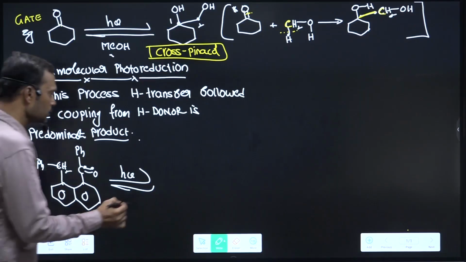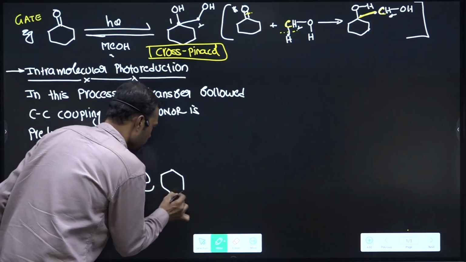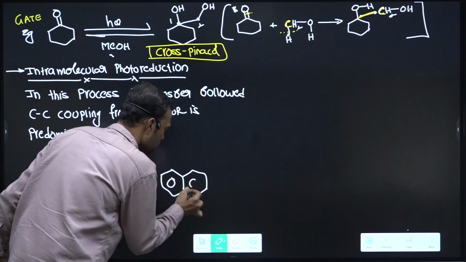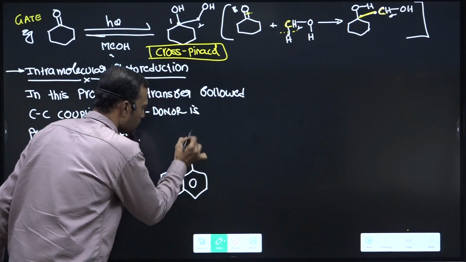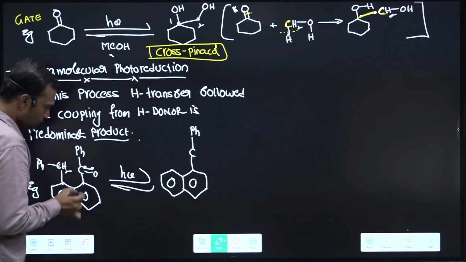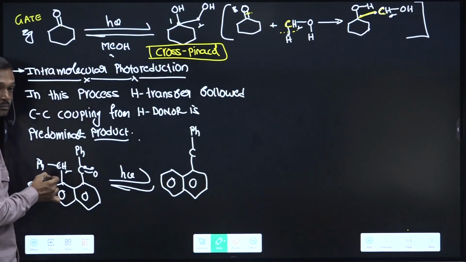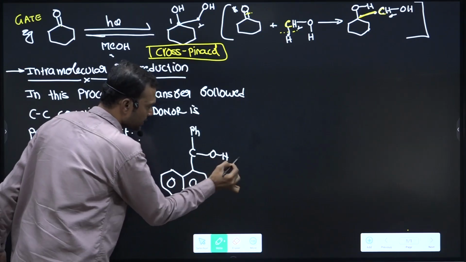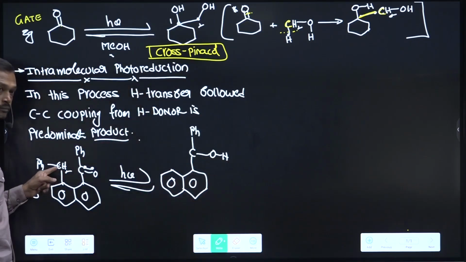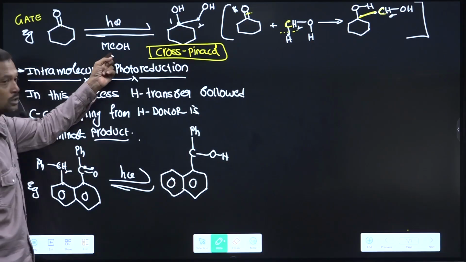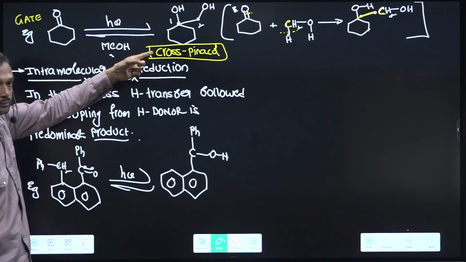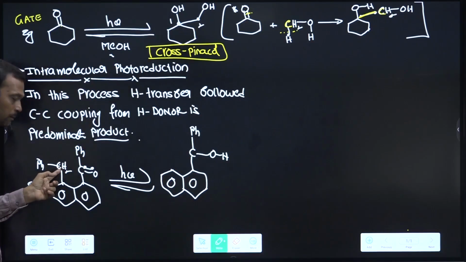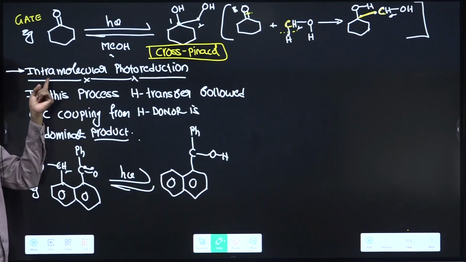So first, what happens? Hydrogen transfer takes place. What is the hydrogen transfer product? Here the carbon carries Ph, right? Now, is it a radical mechanism? So now this oxygen carries hydrogen. Who is giving that hydrogen? This carbon. In this, who is giving this hydrogen? Methanol. Methanol is coming externally, but here this carbon is present within the molecule, that is called intramolecular.